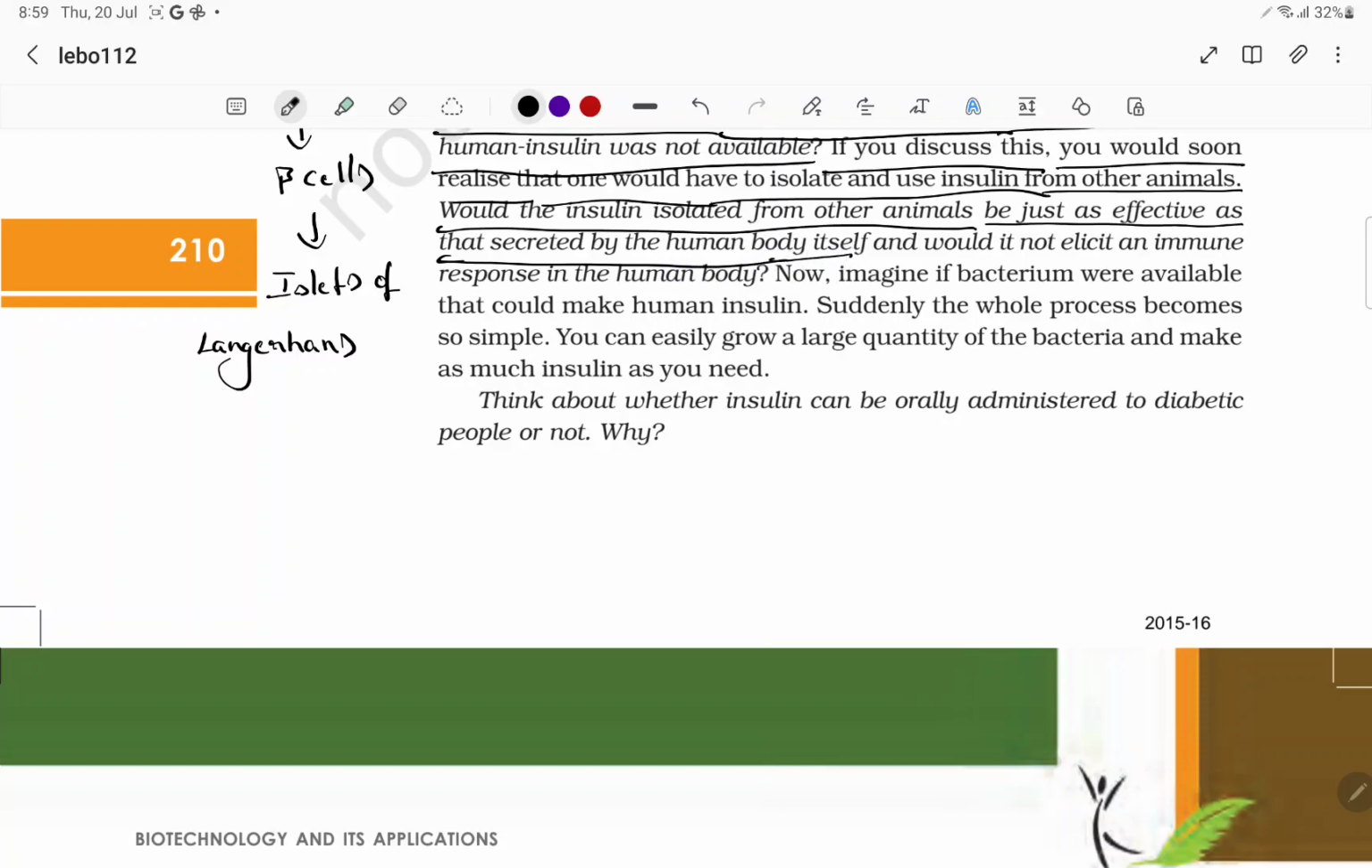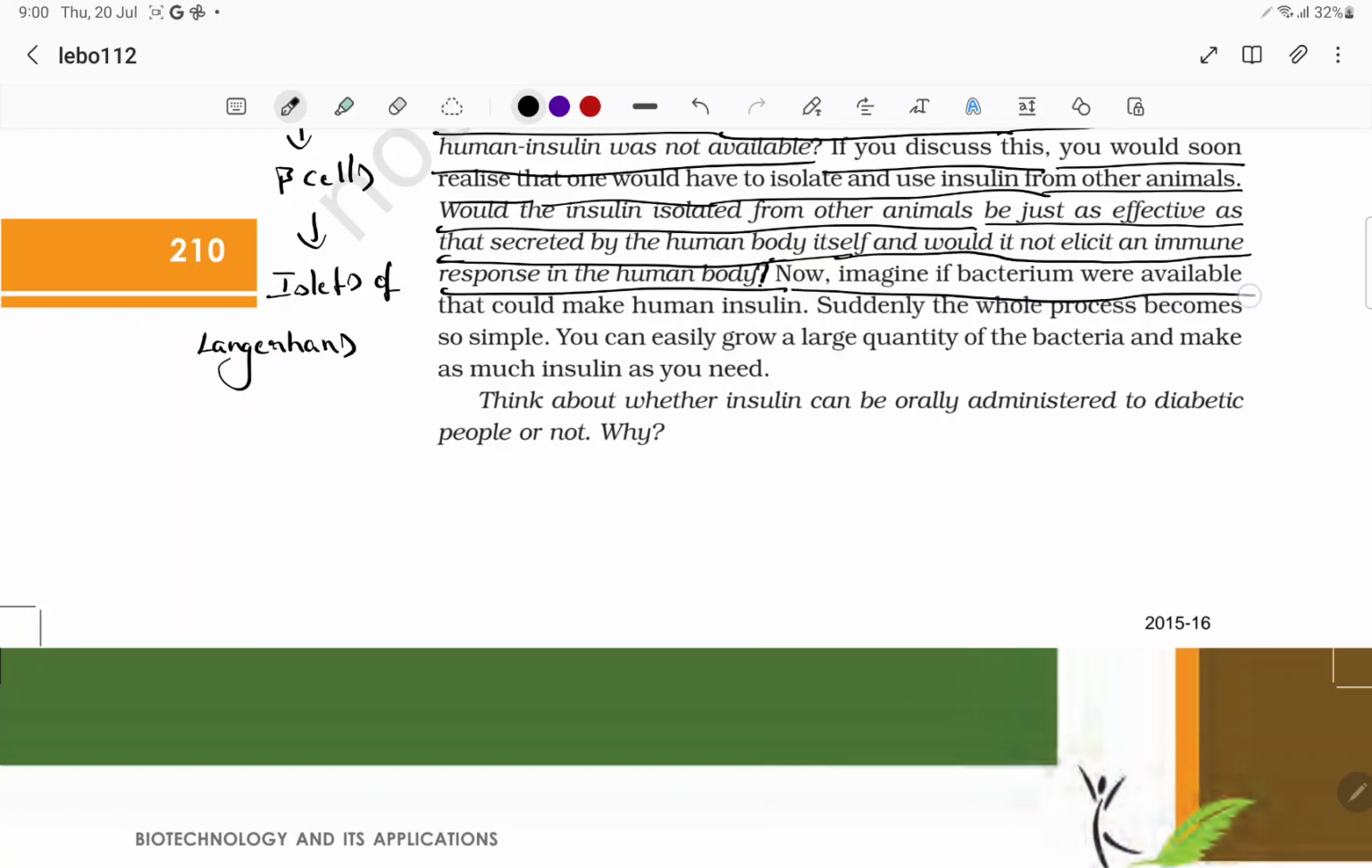No, that will cause an immediate reaction, an allergic reaction. Our body will become hypersensitive. And would it not elicit an immune response in the human body? It will elicit an immune response in our body.